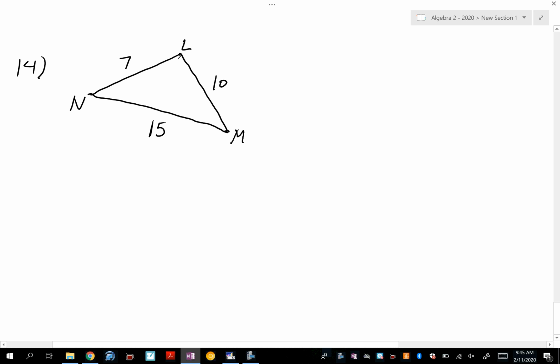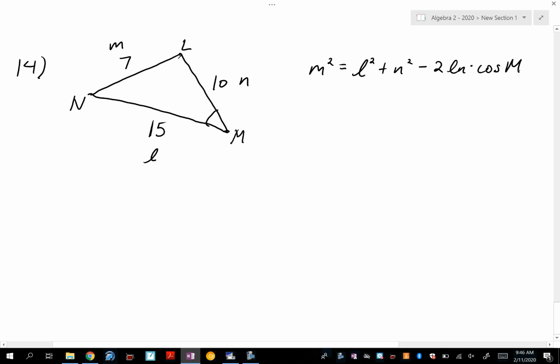Number 14 is asking for angle M. If I label my side lengths, this would be lowercase m for that side length, lowercase n, and lowercase l. You'll notice here we don't have any angles. The moment I see that we don't have any angles, I know we must use the law of cosines. Because I'm solving for angle m, I'm going to write down my formula starting with m squared, because I know I'm going to have angle m in this formula if I start with m squared for the side length. So that's equal to L squared plus n squared minus 2ln times the cosine of m.